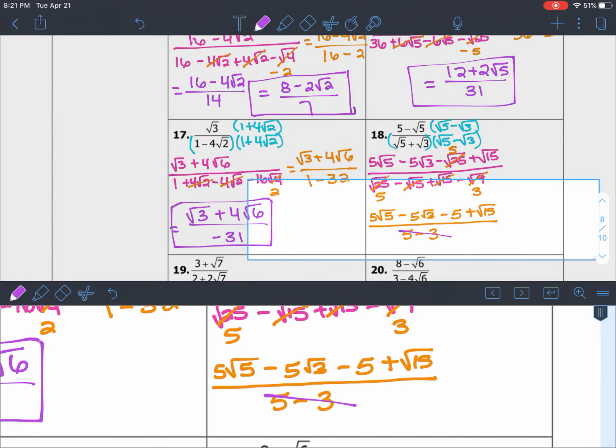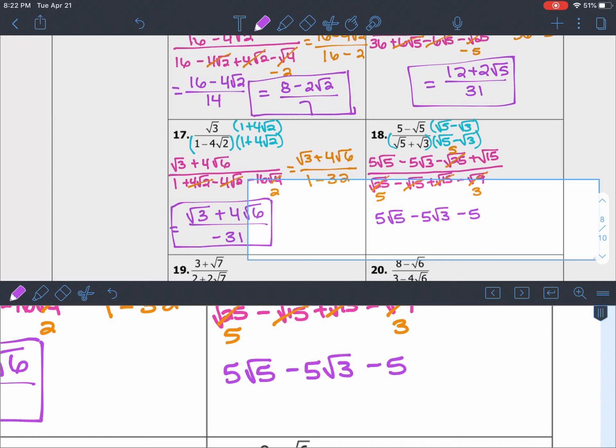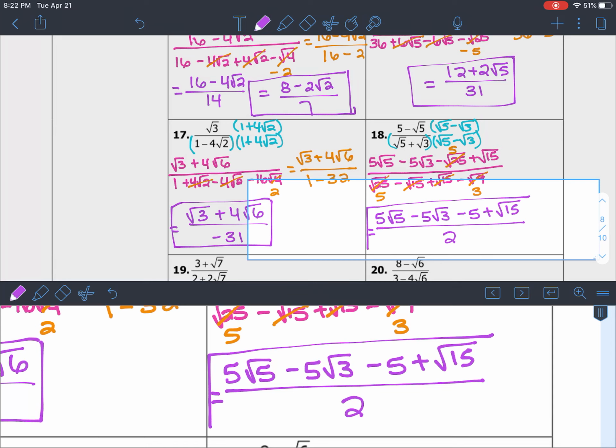If I do that simplification on the bottom, this just becomes a 2. So we're going to end up with 5 square root of 5 minus 5 square root of 3 minus 5 plus the square root of 15 all over 2. And all I did there to the bottom was that 5 minus 3 part.